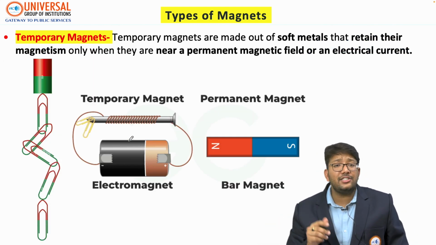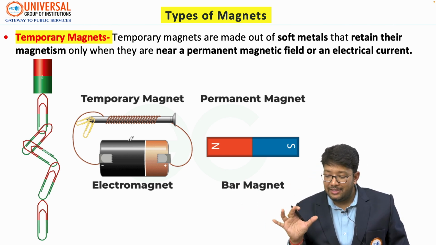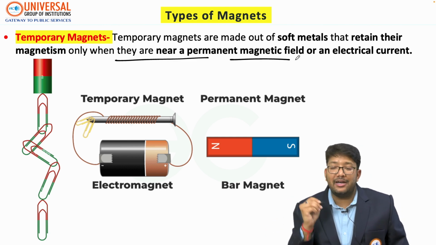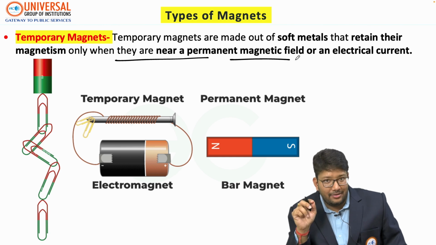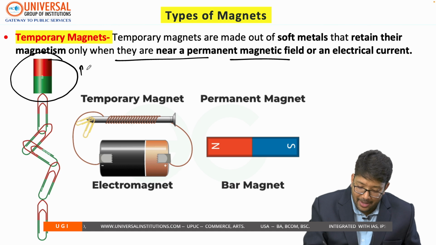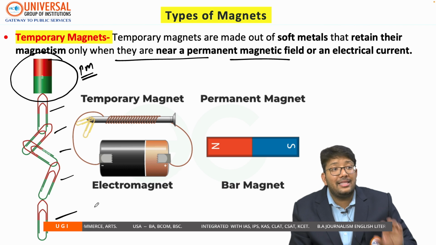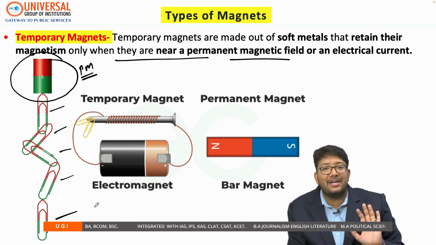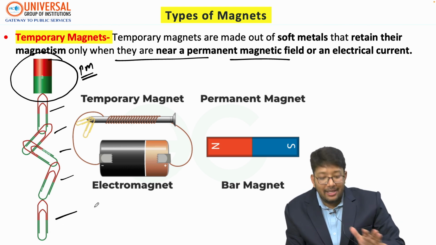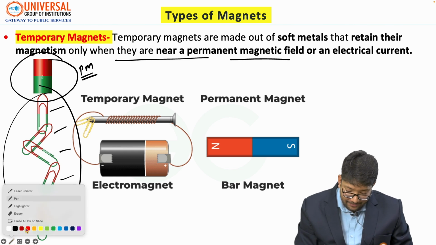Now let's talk about temporary magnets. Temporary magnets are made up of soft metals that retain their magnetism only when they are near a permanent magnetic field or an electrical current. See, as you can see in the photo, this is a permanent magnet, I am writing PM for permanent magnet, and these iron clippings are simply iron. They do not have magnetic property, but the moment they find a magnet in proximity, they will behave like a temporary magnet. Can you see it in the photo itself? See this.